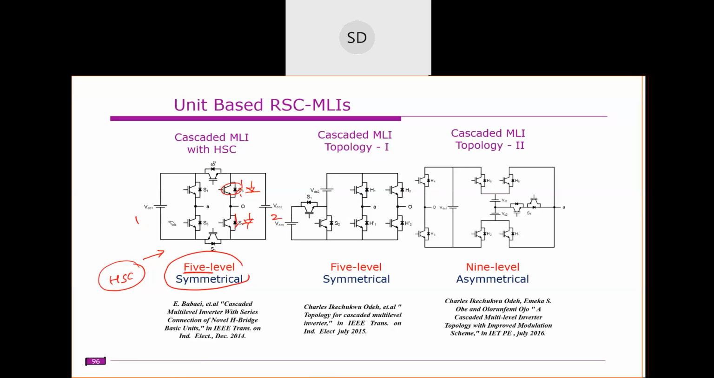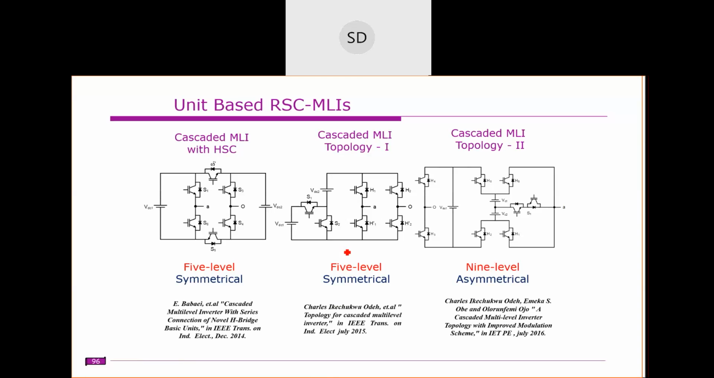If you want to extend this to a higher level, one way is to connect several modules in cascade, which we also saw in the previous class. This HSC is a generally unit-based topology, meaning each unit is a reduced switch count multilevel inverter. With that particular unit, you can get some finite number of levels.